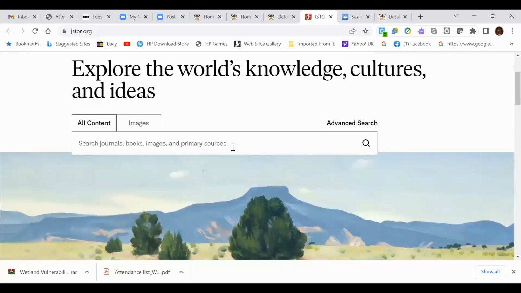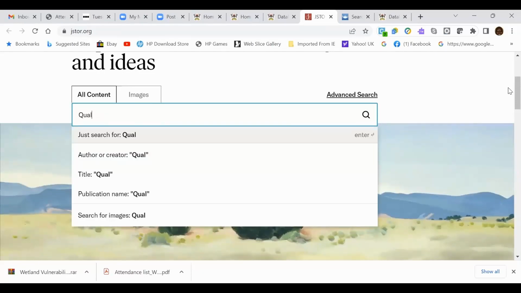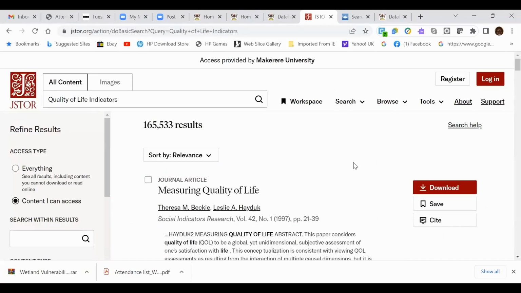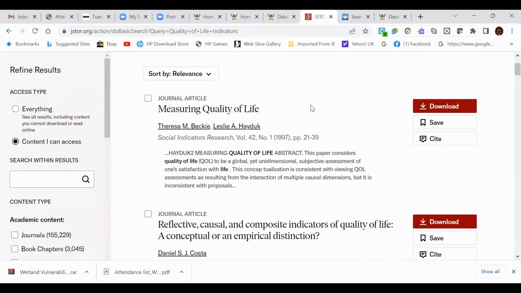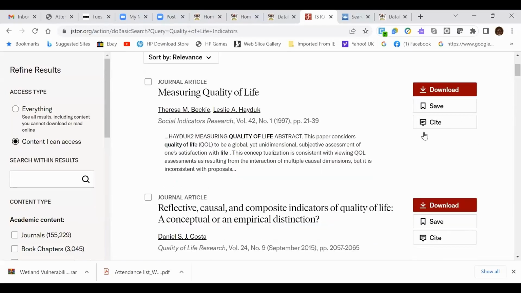Anyone else would like to volunteer what they are researching on? Yes, Professor, something on quality of life indicators for urban development. Quality of life indicators. So here you are. Measuring quality of life, composite indicators of quality of life. And you can see the different journals, Social Indicators Research, Quality of Life Research. You can download, you can save, and this is how you can cite.